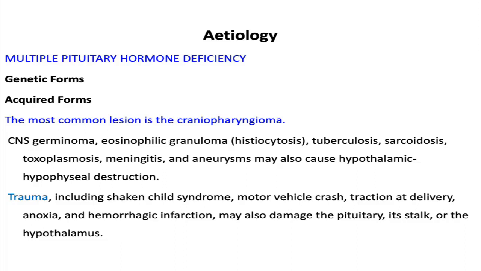In addition to these acquired causes, there is trauma, including shaken baby syndrome, in which the mother shakes the baby when she becomes angry with him, motor vehicle crash, traction at delivery, anoxia, and hemorrhagic infection may also cause damage of the pituitary or its stalk or the hypothalamus.